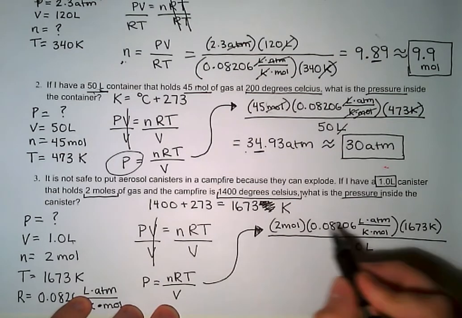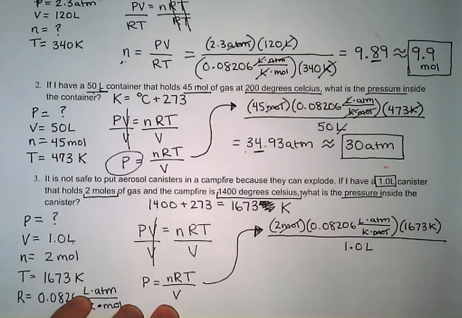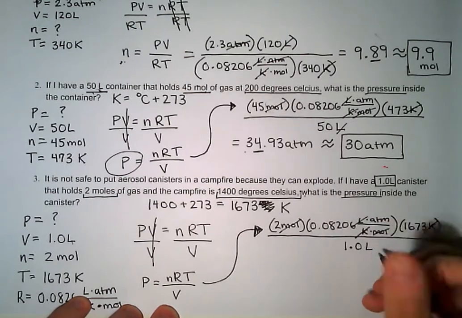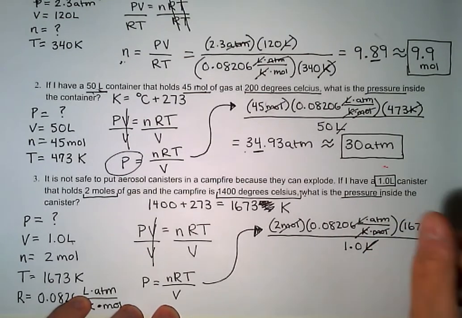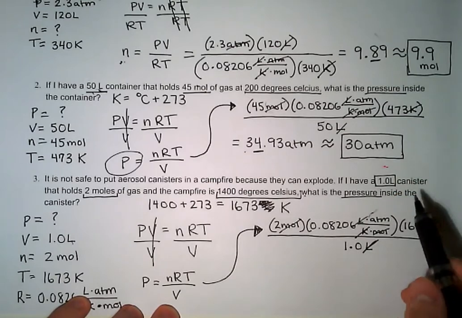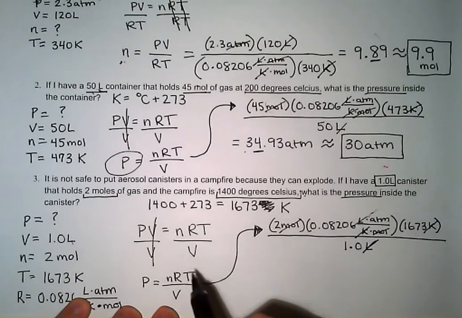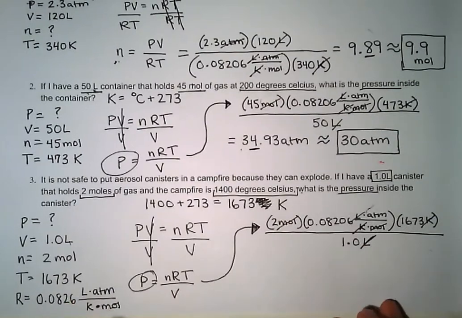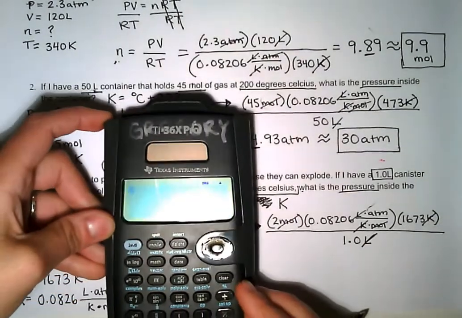So moles in the numerator cancels with moles in the denominator. Kelvin in the numerator cancels the Kelvin in the denominator. And liters in the numerator cancels the liters in the denominator. We're just going to be left with ATMs, which does make sense because we were solving for pressure, P. So let's plug this into the calculator.